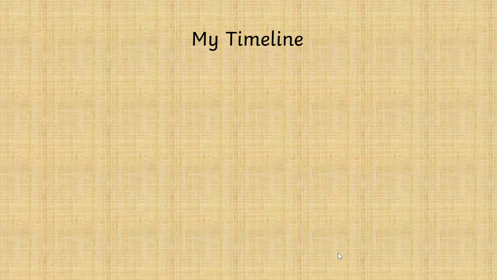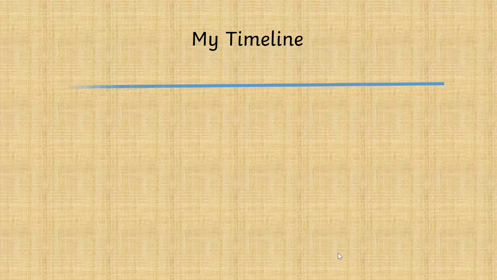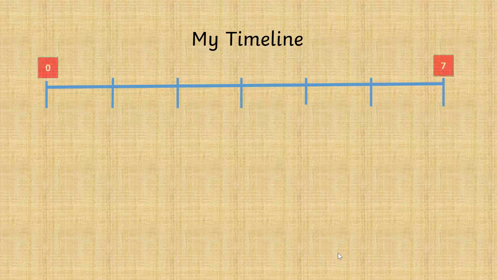Right, now I'm going to show you a timeline that I have made. So here's my line, and then I'm going to put in my little lines. Now, underneath these little lines, I'm going to be putting in some events that have happened in my lifetime. But I've decided that my timeline is just going to be from the age of 0. Can you see the 0 in the red box? To the age of 7. So when I was little. Between the ages of 0 and 7.